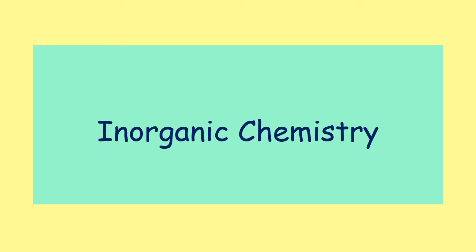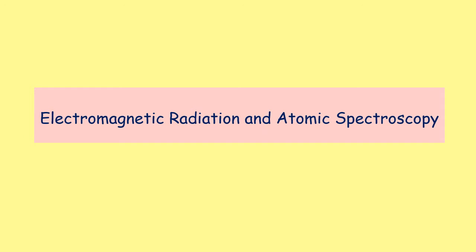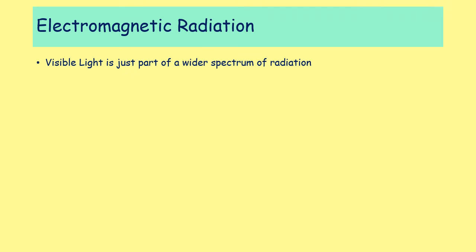So welcome to Advanced Higher Chemistry. We are starting on Unit 1, and the first part of Unit 1 is all about inorganic chemistry. And the first part of inorganic chemistry is looking at atomic spectroscopy. So the first topic we're going to look at is electromagnetic radiation, which will lead into atomic spectroscopy.